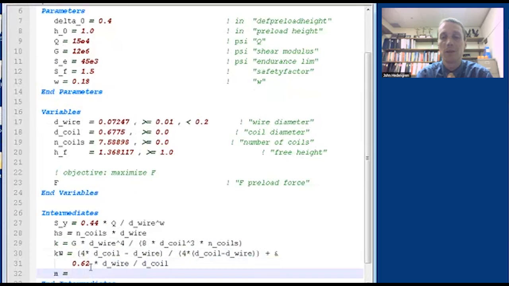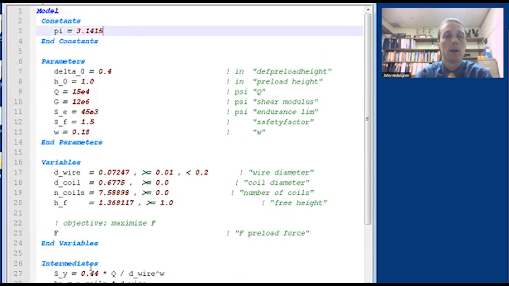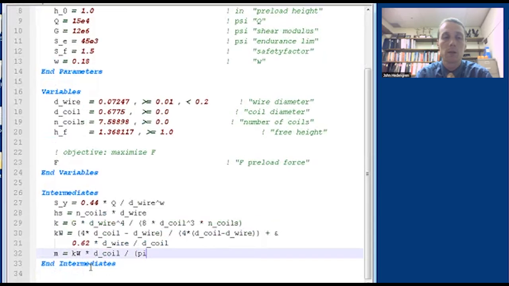Let me go ahead and define this intermediate value. I used it in my other sheet, so I'm going to use it here as well. D coil divided by, and did I define pi up here? Okay, I defined pi. So let me just use that. Divided by pi times D wire to the third.